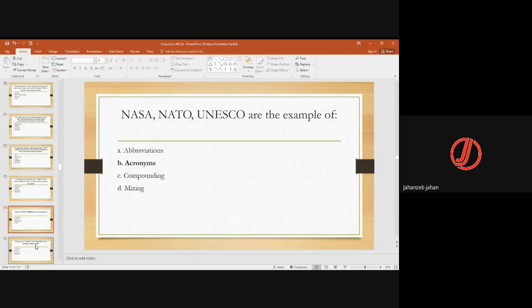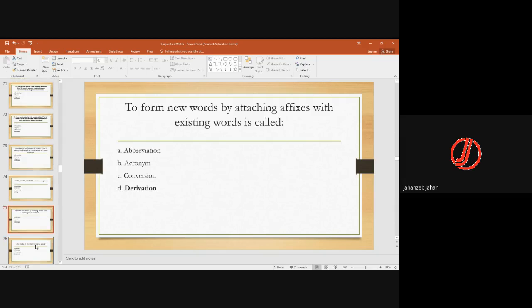NASA, NATO, UNESCO are examples of acronyms. There are various definitions defining acronyms. Normally, acronyms don't have dots within them. और ये मिलके complete word बन जाता है. हम इसे N-A-S-A नहीं पढ़ते. We read it as a complete word, NASA.